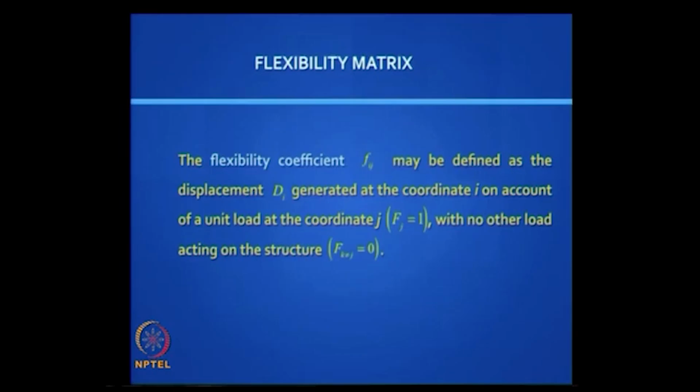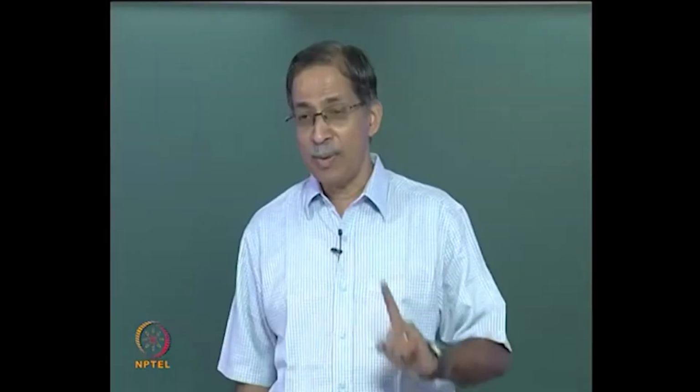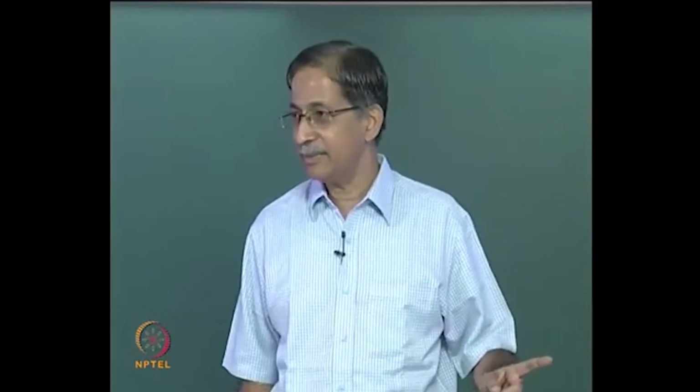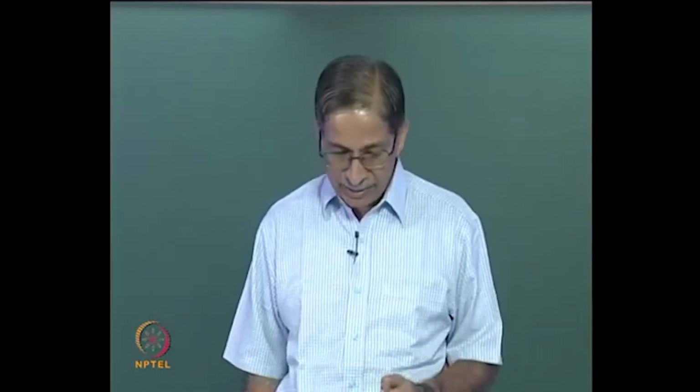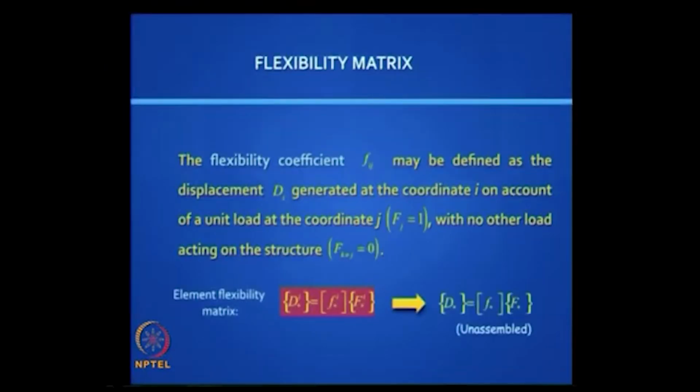Flexibility matrix definition you know, okay, just like the stiffness matrix, each element is called the flexibility coefficient. Fij is defined as the displacement di generated at the coordinate i on account of a unit load at the coordinate j, that is Fj equal to 1, with no other loads acting on the structure. In stiffness method we said the same thing and said with all other displacements arrested, then only the definition is complete. You can write it this way, okay, you can put all the elements together this way, that is called the unassembled, the diagonal form, and you need to get the structure's flexibility matrix.